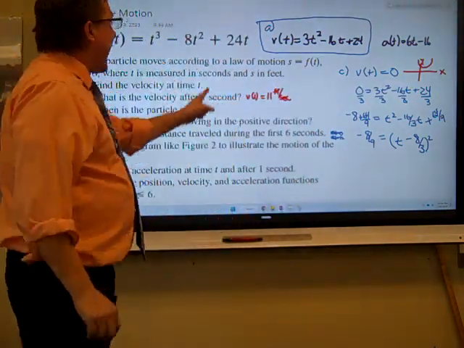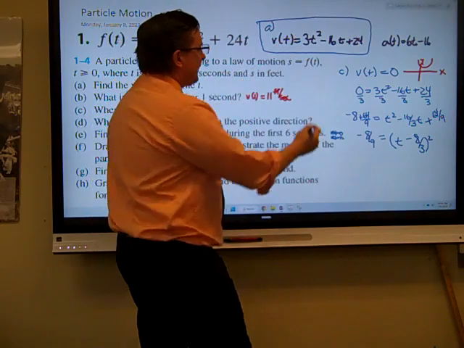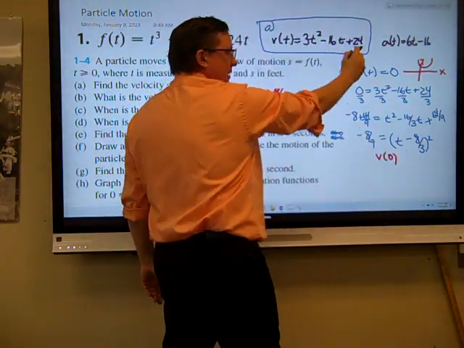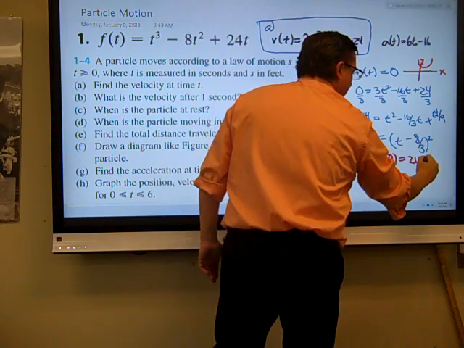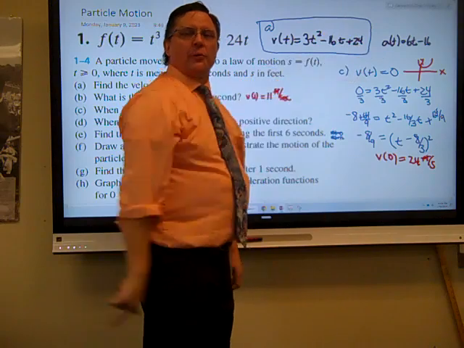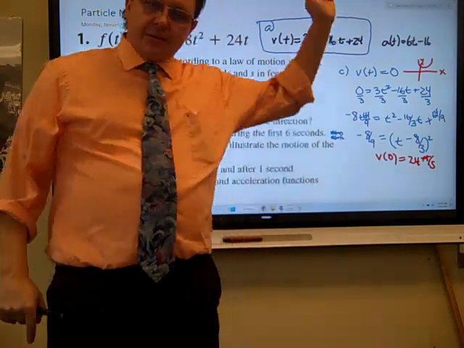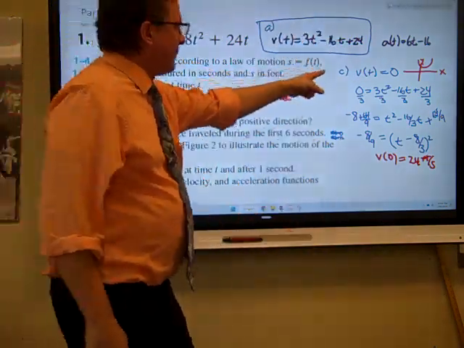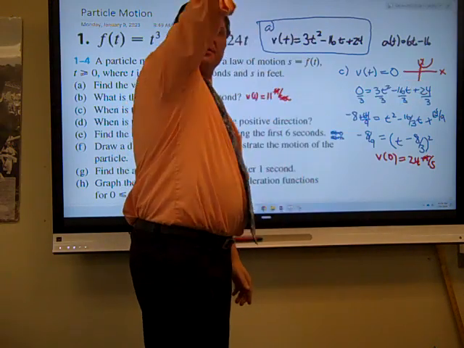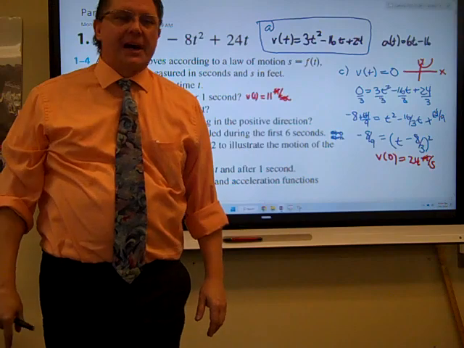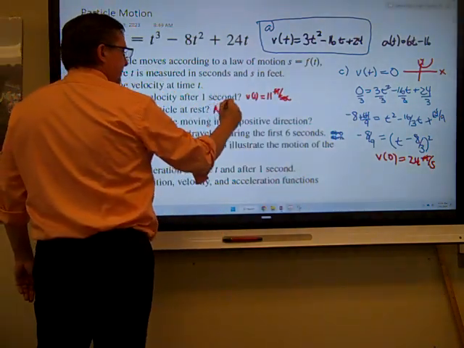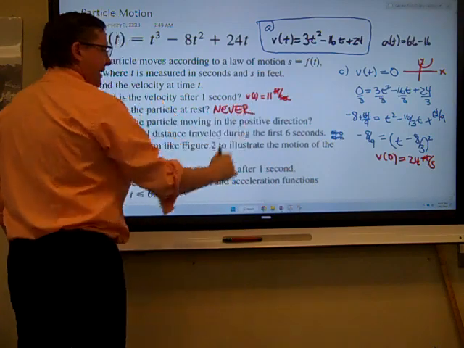So guess what? I can quickly also see that if I think of v of 0, the y-intercept of that, I put 0 in here, I'm going to get 24 feet per second. So I know this particle is always going forward. It might not go forward as fast. The parabola, I think, has a vertex to the right of the origin, so I think it slows down, but then it speeds up, but it never has negative velocity. So when is the particle at rest? Never. It is always going forward this time.